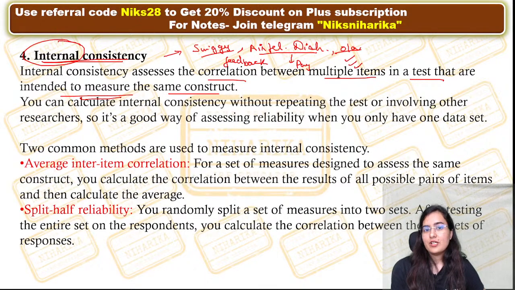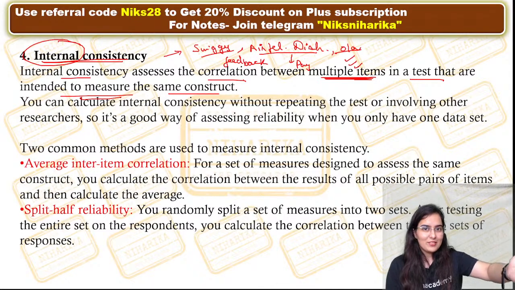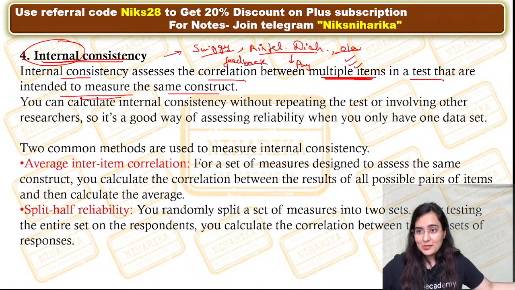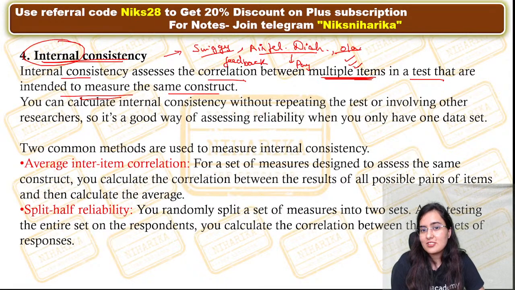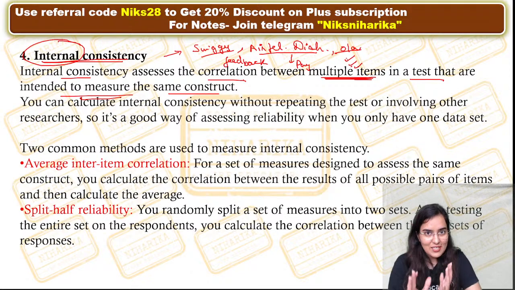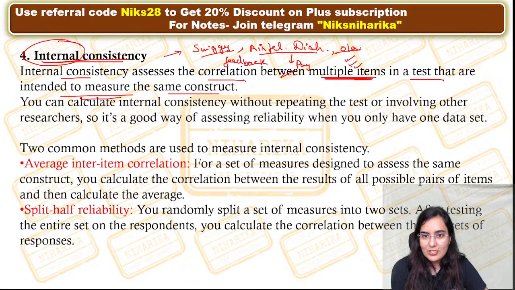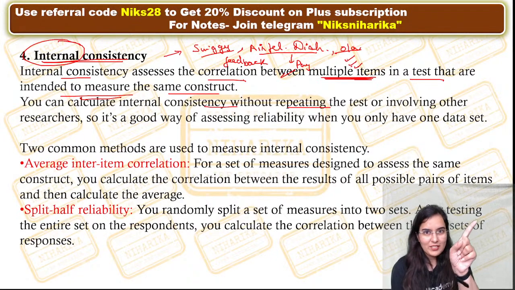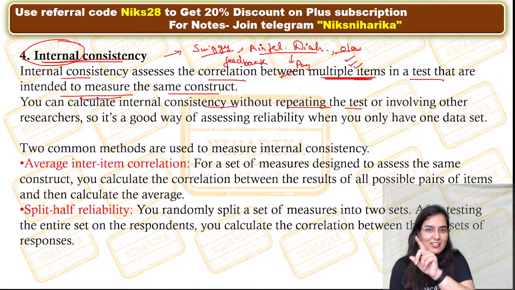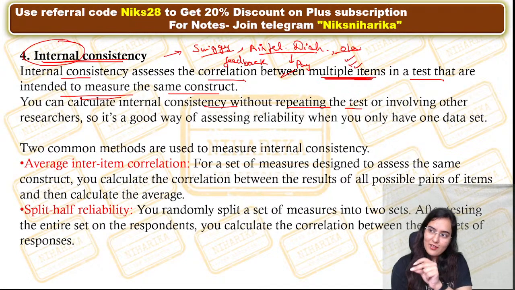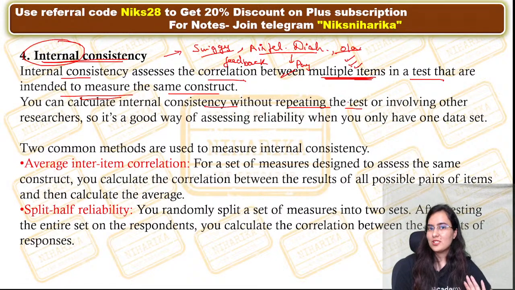Now you can see internal consistency assesses the correlation between the multiple items. Who are the multiple items in the test? We customers are the multiple items that are intended to measure the same construct. Exactly the same set of performances given to different people. Now you can calculate internal consistency without repeating the test. The Ola person will not say again and again that I have dropped you, now tomorrow I'll come again and I'll again drop you from the same place to the same place.